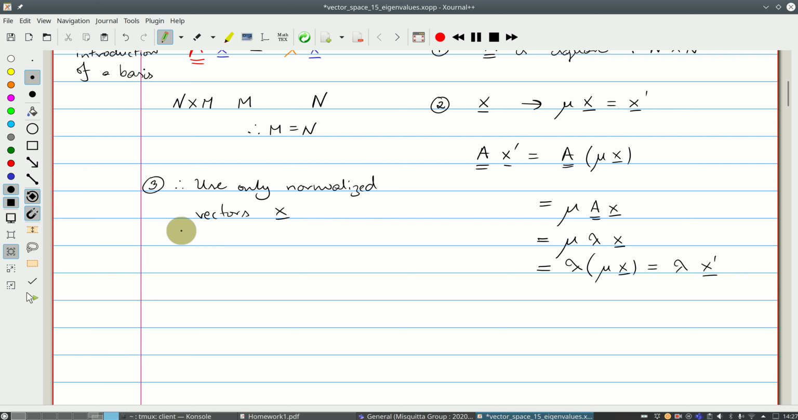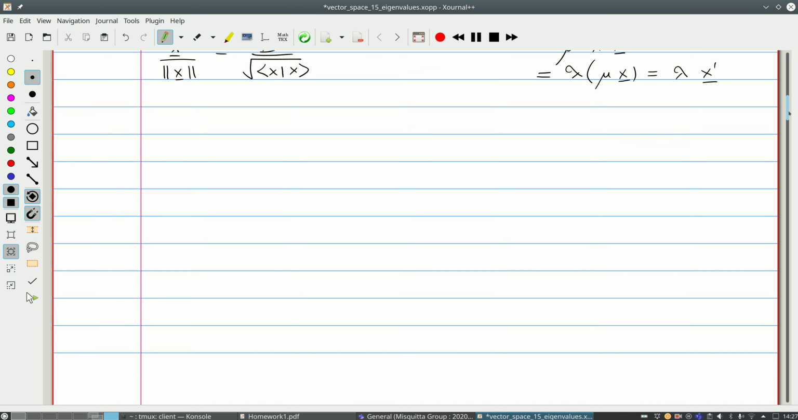Okay, and just to remind you, if you were given any vector x and you wanted to normalize it, then you have to divide x by its norm, which is x divided by the square root of the inner product of x with itself. All right, good. So with those few ideas in mind, let's start our first question.